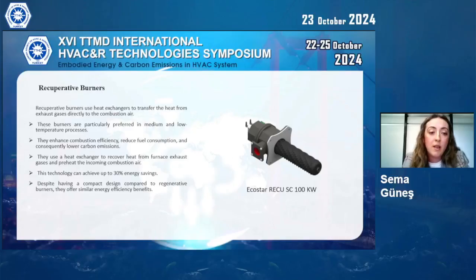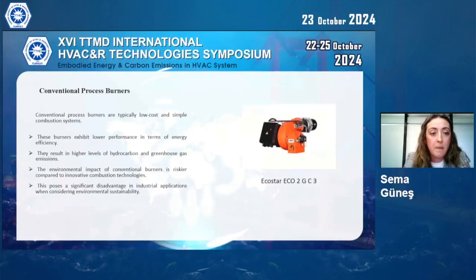They use a heat exchanger to recover heat from furnace exhaust gas and preheat the incoming combustion air. This technology can achieve up to 30% energy saving. Despite having a compact design compared to regenerative burners, they offer similar energy efficiency benefit. It is used in glass production, ceramic production, and iron and steel production.